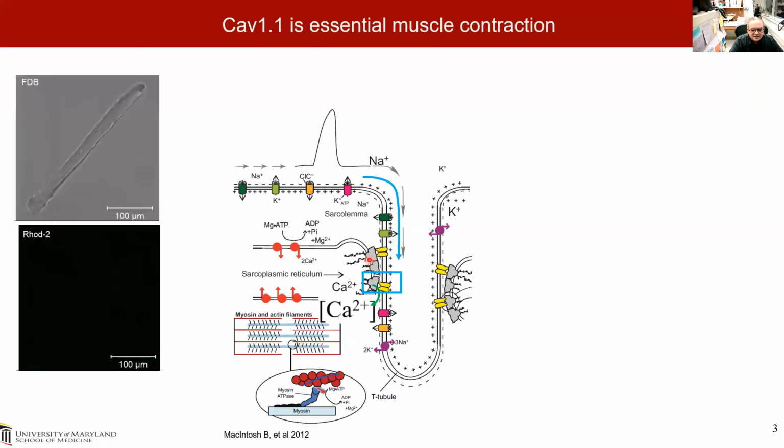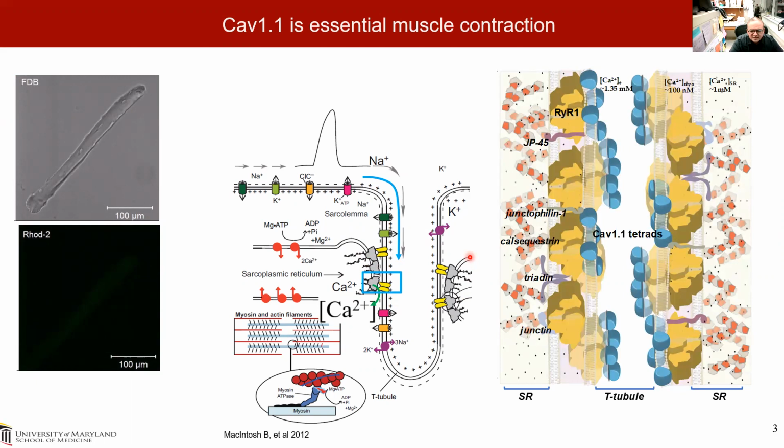At the single cell level, this is how an action potential induced contraction and calcium elevation looks. Here's the twitch, and here's the calcium transient. If we could zoom in on this region at the T-tubule SR interface, we would see that many proteins and two membrane systems participate in this process, and CaV1.1 is an essential component of excitation-contraction coupling.